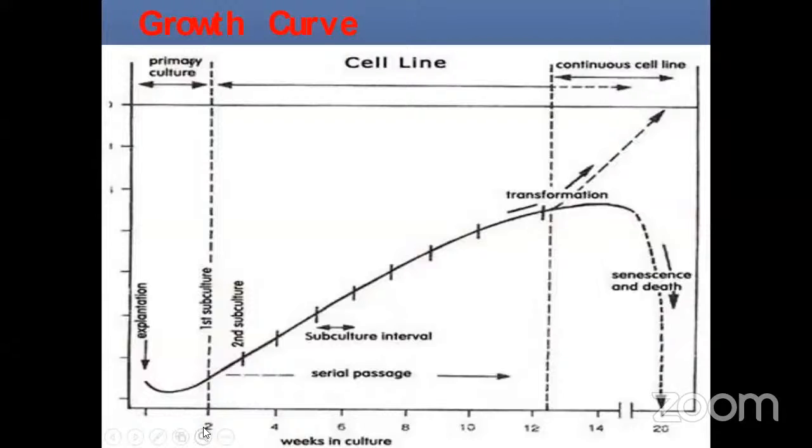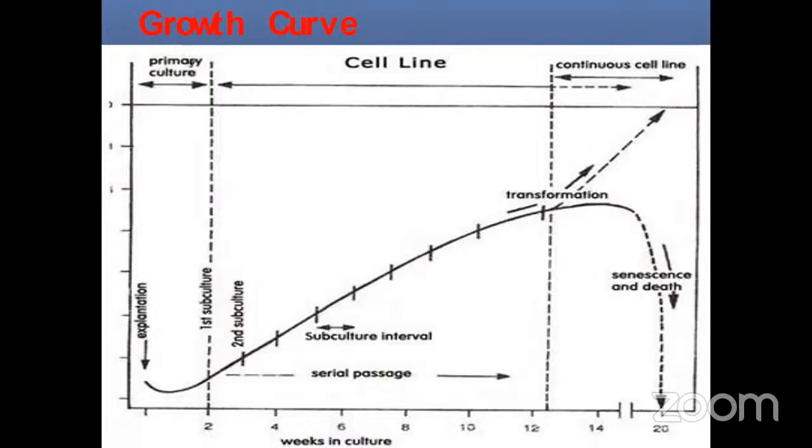So weeks in the culture: the x-axis represents the weeks, so 2 weeks, 4 weeks, 6 weeks, 8 weeks, like that. In the primary culture, initially the cells are slowly adjusting, because from our body they are going into the lab. So there will definitely be changes in the environment, and they have to get adjusted. It will take some time to adjust and then they will start growing. Once they become attached to the flask, they will grow.